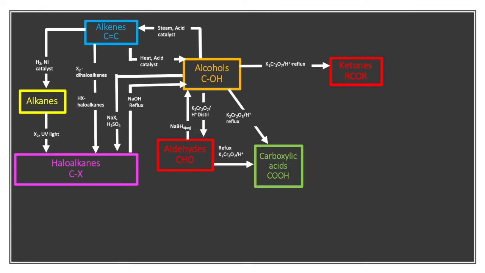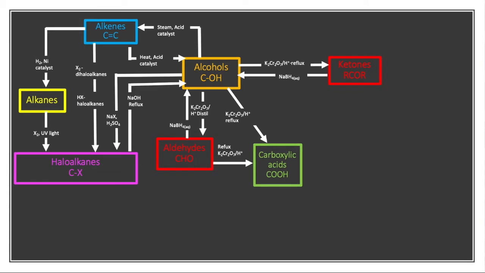So the first thing we're going to do is add in the reduction of aldehydes and ketones back to alcohols, because we now know we can do that using sodium borohydride in aqueous conditions. So we know how to oxidize alcohols to aldehydes and ketones, and we can also reduce ketones and aldehydes back to alcohols. We can now begin to add in the new functional groups that we've met at A2 level.